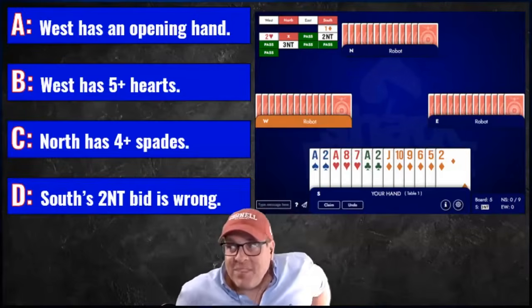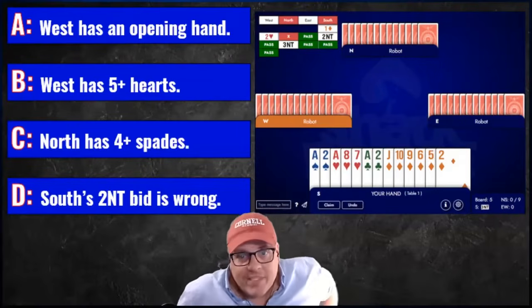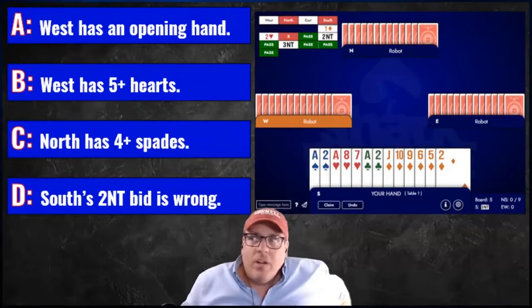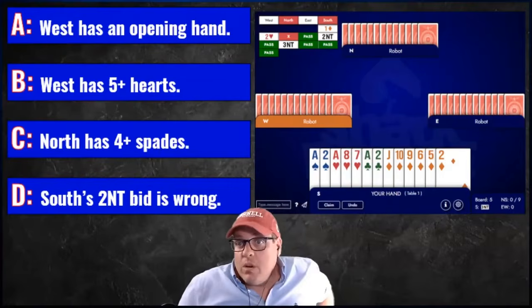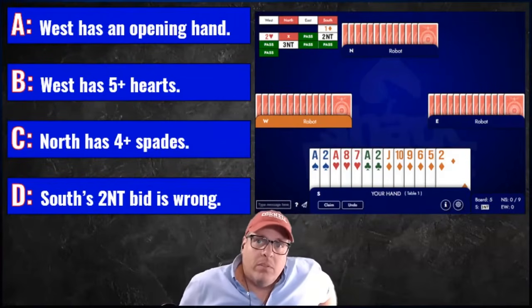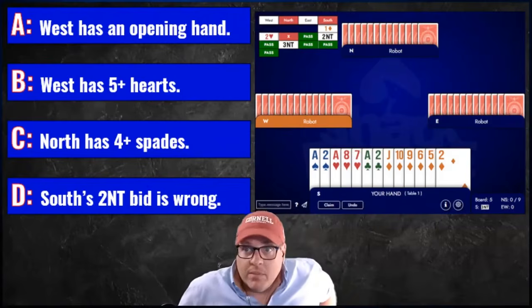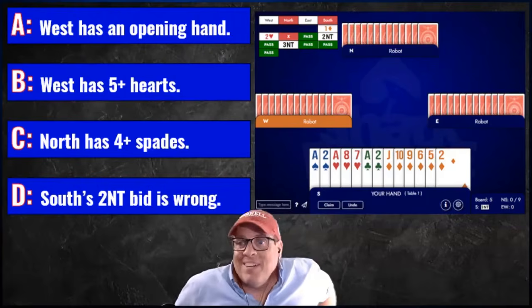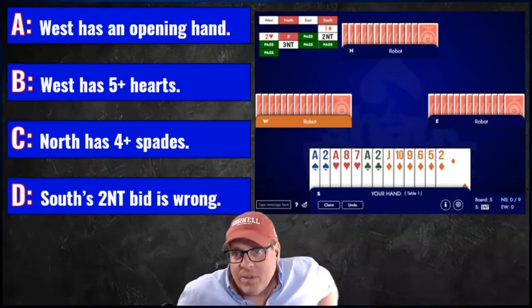This time we opened 1 diamond. Our left-hand opponent overcalled 2 hearts, which was a jump. Partner doubled. We bid 2 no trump with our stopper there. Right, we'd never do that without a hard stopper again here. And partner raised to 3 no trump.